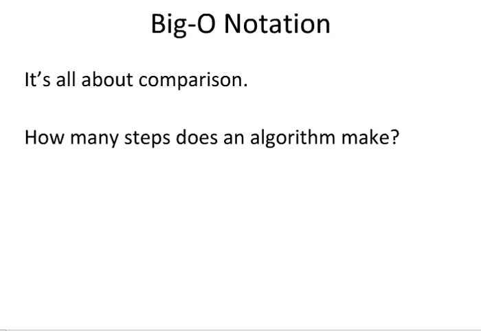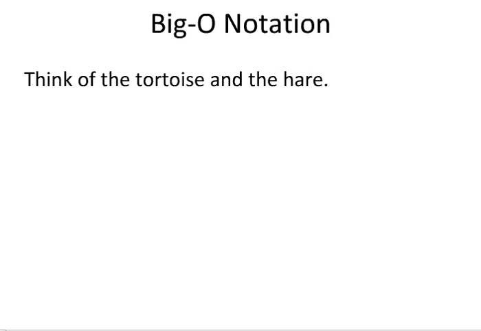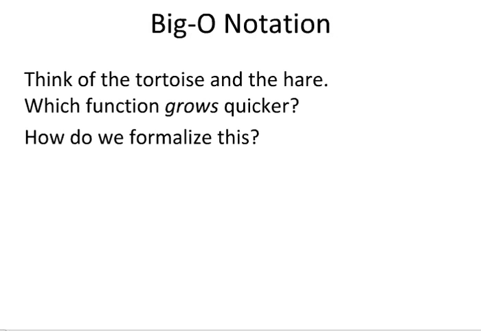In order to have a sense of that, we need to be able to compare functions. Okay, so the big O notation is all about comparing functions. In particular, it's interested in how fast one function grows compared to another. So I want you to think of the tortoise and the hare. The hare moves quickly and the tortoise moves slowly. So we want to come up with a way to look at two functions and be able to call one the hare function and the other one the tortoise function. In other words, one function grows quickly and the other function does not grow as quickly. That's what we're interested in: which function grows quicker.